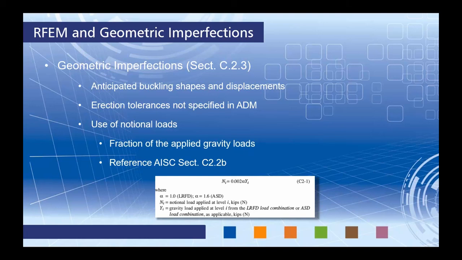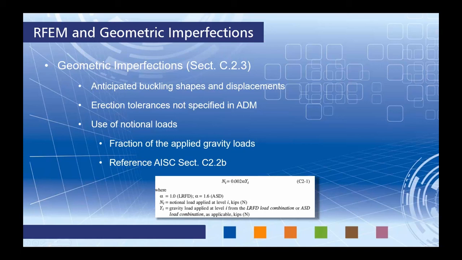Now, it's not too clear here on how to do that, but I think it can be said that we can refer back to the AISC for these notional load applications. And within the AISC, section C2.2b, here is our notional load equation. It's 0.002 times alpha times Yi. Now, alpha is just, depending on if we're running an LRFD or ASD design, and Yi is our gravity load for that specific load combination applied to that member.